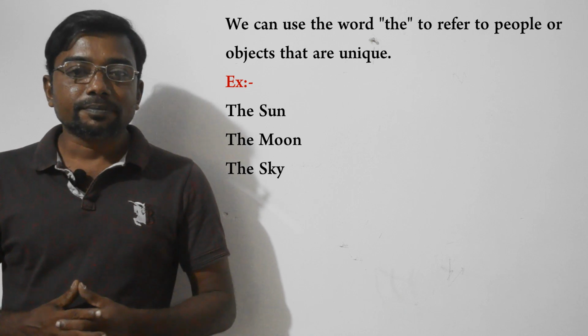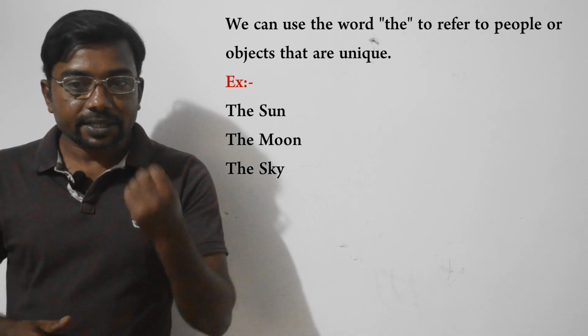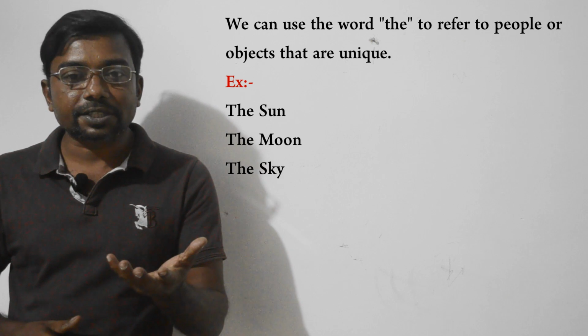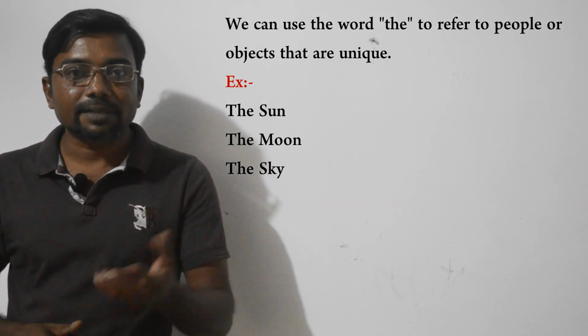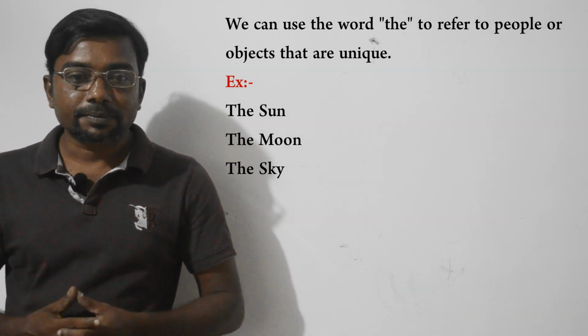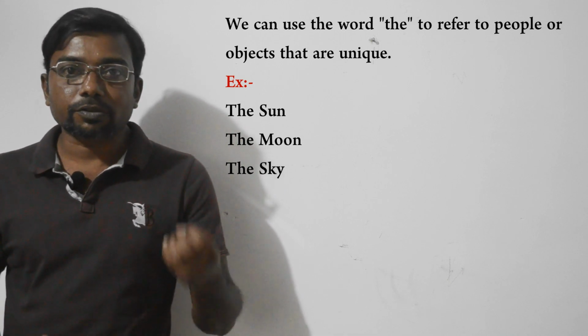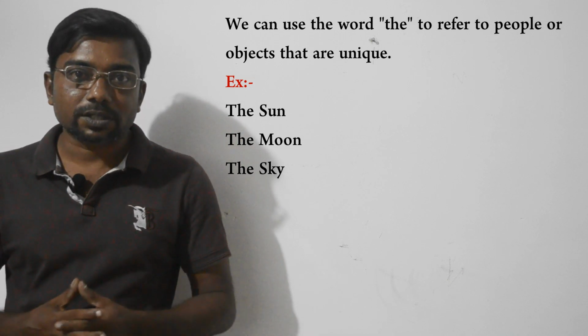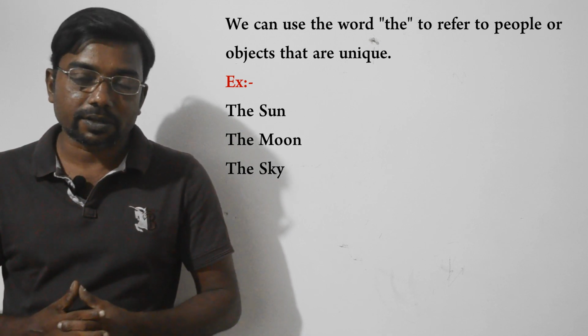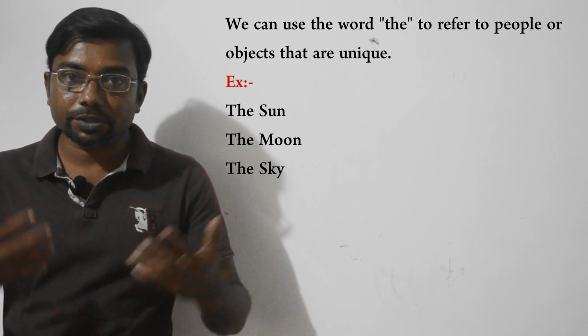Okay, now we are going to look at another use of the word the. We can use the word the to refer to people or objects that are unique. For example, the moon, the sky, the sun. These are unique things, because we have only one sun, one sky, one moon, so therefore we can use the word the to talk about unique things. Okay everyone, when you look at all these examples, one thing is common. Although there are many rules, we use these definite articles to talk about specific things.